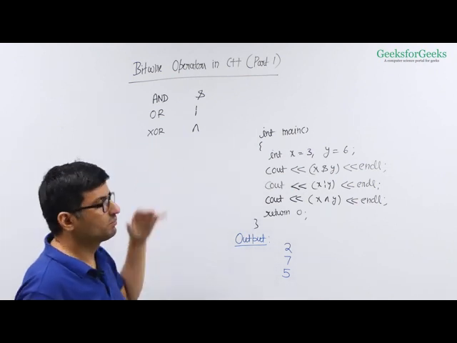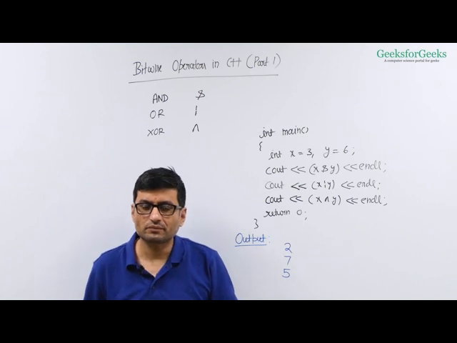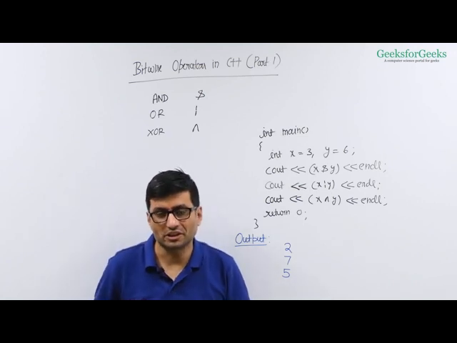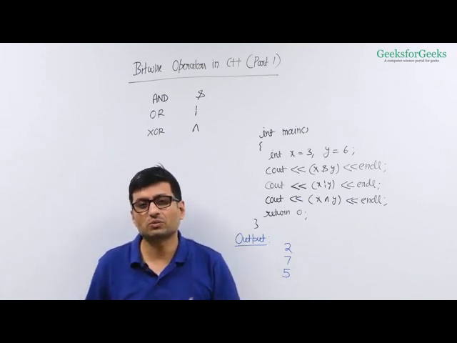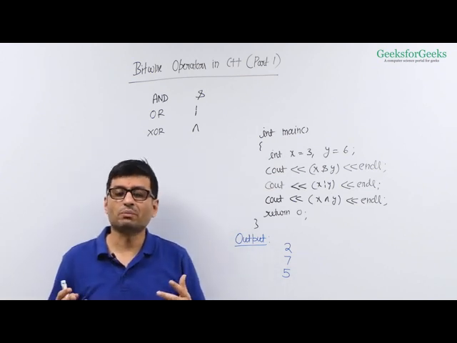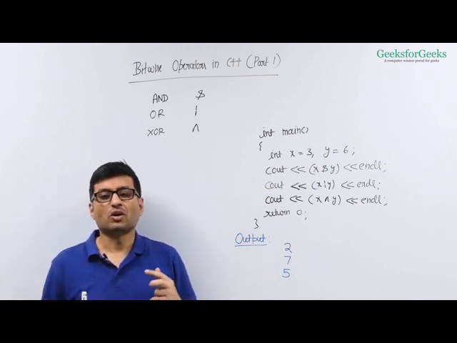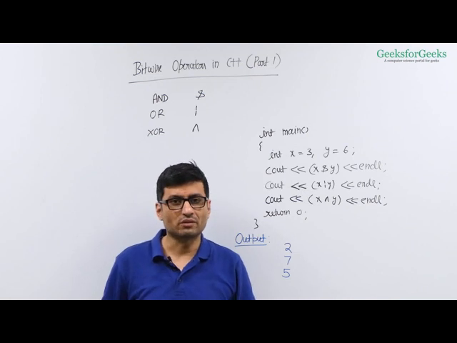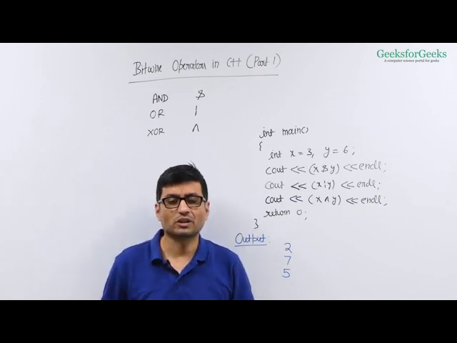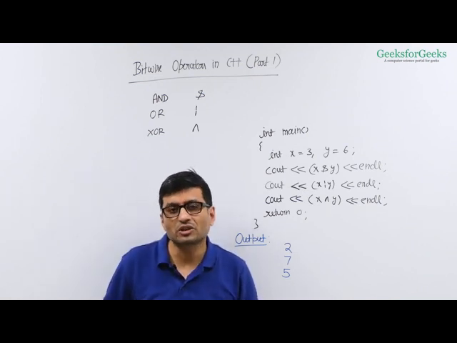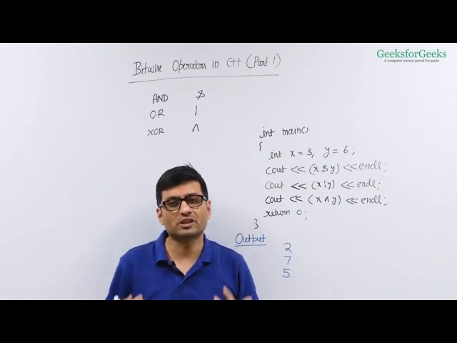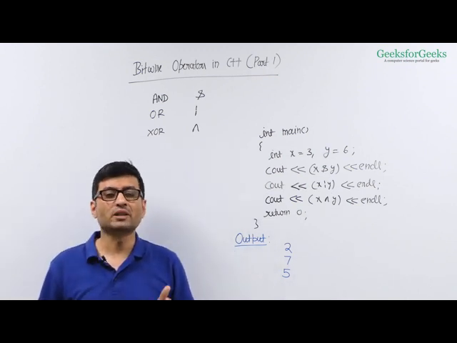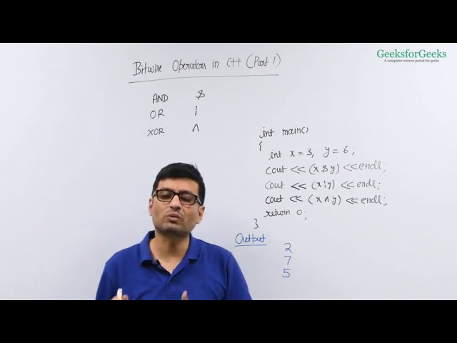Next operator is bitwise XOR. Bitwise XOR is interesting. It produces output 1 when the 2 input bits are different. For 0, 1, it produces 1. For 1, 0, it also produces 1. For the other cases, 0, 0 and 1, 1, it produces the output 0 because both bits are the same in both cases, 0, 0 and 1, 1.